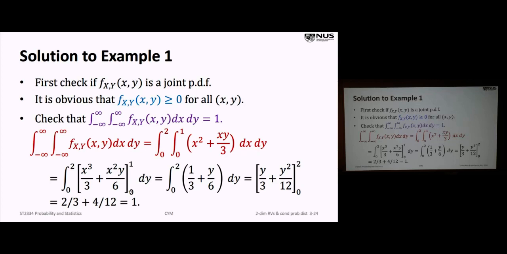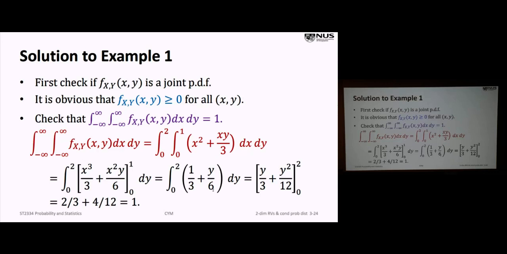So now I evaluate this indefinite integral between 0 and 1. When x is 0, I don't have to worry because this whole thing is naught. So I just set x equal to 1. I'm going to get 1 over 3, and now I'm going to get 1 times y over 6, which is y over 6.